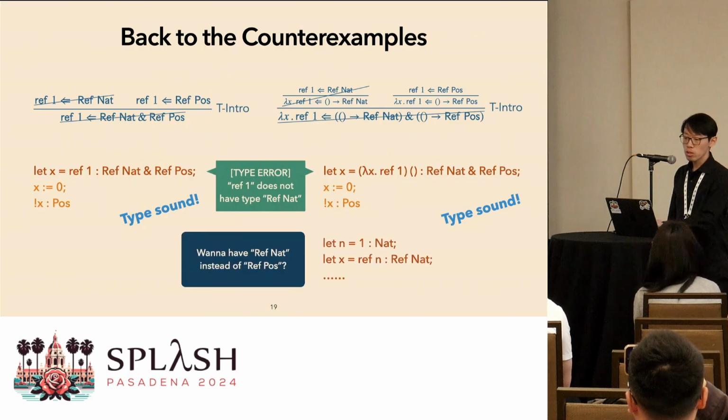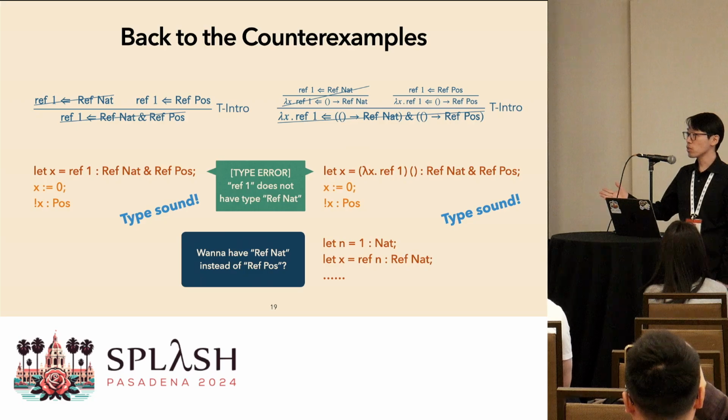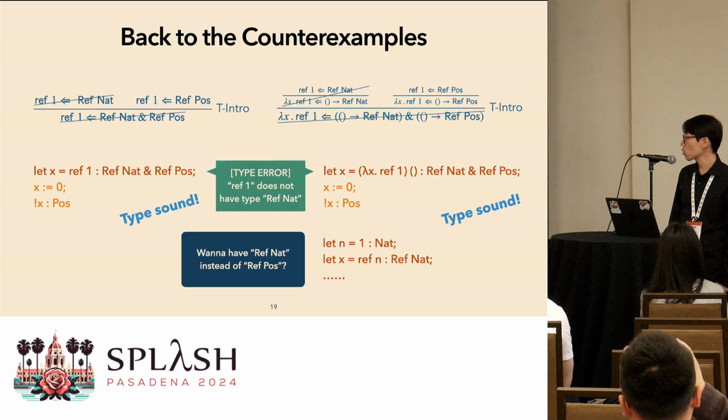You may wonder, if you want to have RefNat, how can we do it? That's very easy. We can have a type annotation. And in a bidirectional typing system, it will invoke the checking mode, and you can naturally have ref n, colon RefNat, and use it as RefNat below. But it cannot have RefPos anymore. Otherwise, the type unsoundness will come back again.